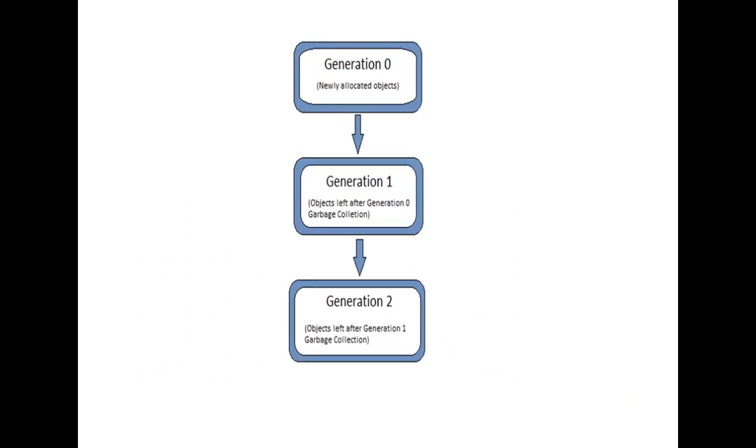So here you can find a diagram also: generation 0, generation 1 and generation 2. In total, you can assume there is one heap memory, and from that one heap memory your CLR will divide it into three parts. The first part we call generation 0, the second part we call generation 1, and the third part we call generation 2.